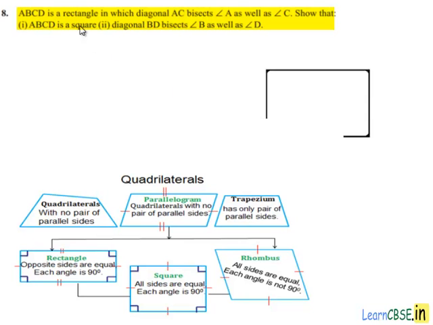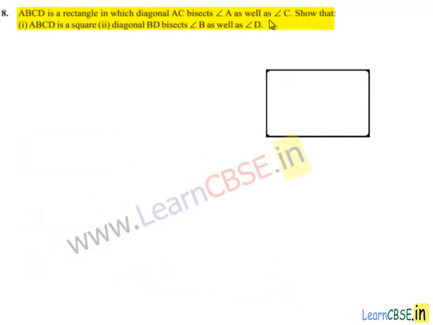Moving on to the 8th question. ABCD is a rectangle in which diagonal AC bisects angle A as well as angle C. Show that ABCD is a square, and secondly, diagonal BD bisects angle B as well as angle D. Now moving on to the solution. It is given that ABCD is a rectangle. So let us assume the rectangle ABCD according to the problem.